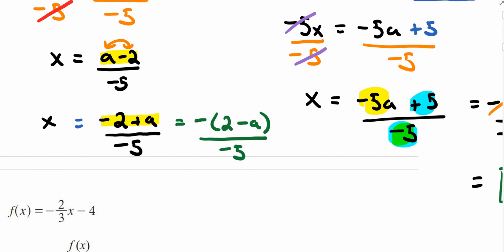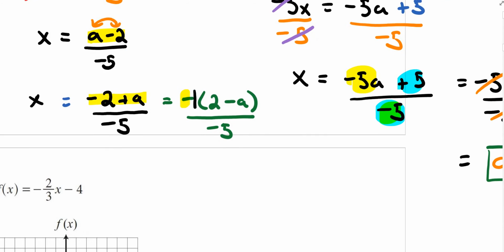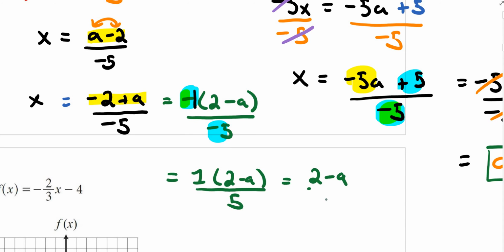And this minus sign is really the same thing as a negative 1. Basically this part right here and that part right here just simplify to a positive 1 all over positive 5, which is the same thing as 2 minus a all over 5. So I know the back of the book has the answer written like that, but this is also an acceptable answer as well.